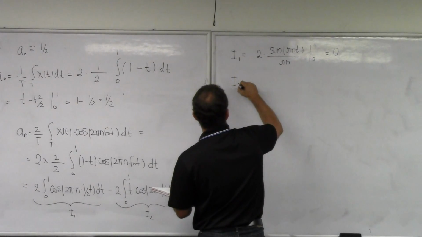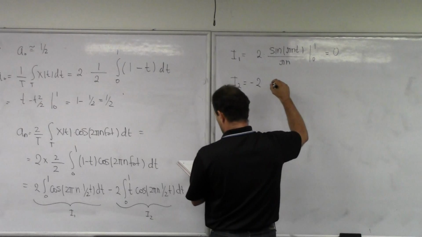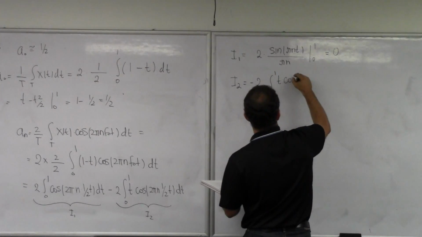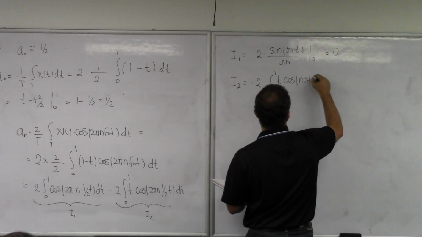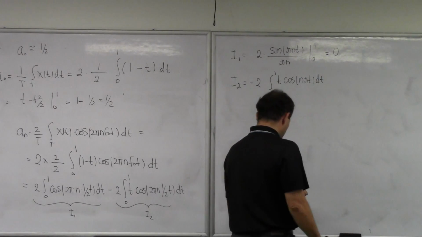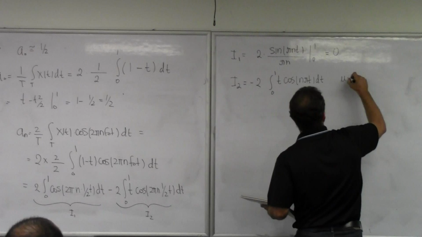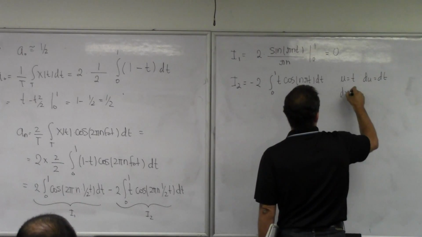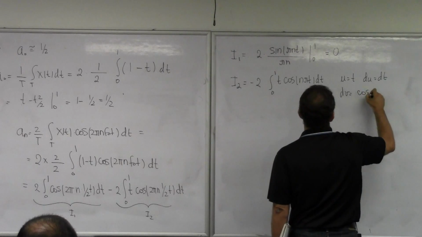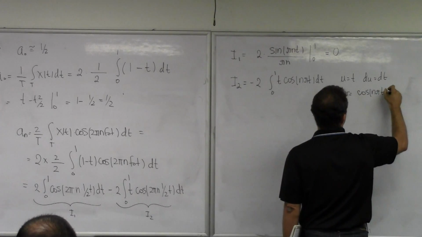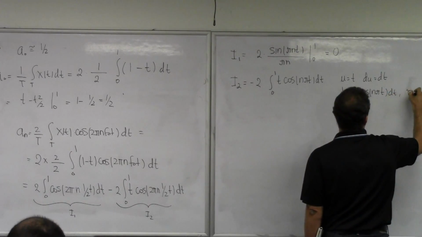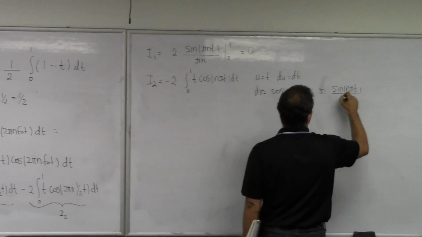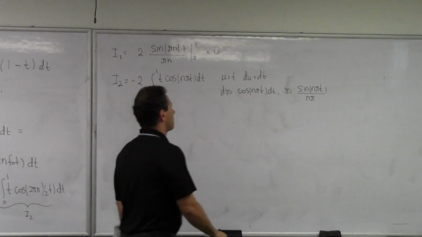I2 is minus 2 integral from 0 to 1 t times cosine n pi t dt. And this one we have to do by parts. So u is equal to t, du is equal to dt, dv is cosine n pi t dt. Therefore, v is equal to sine n pi t over n pi.